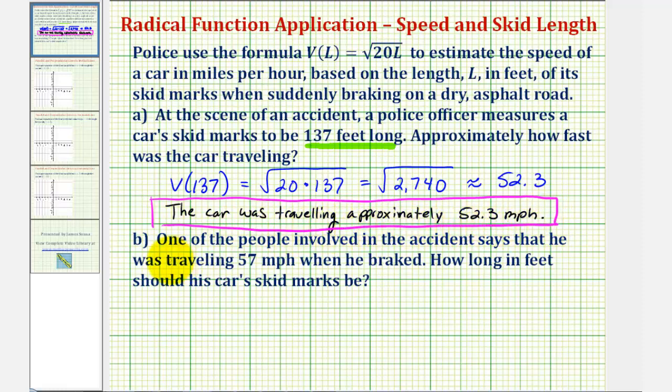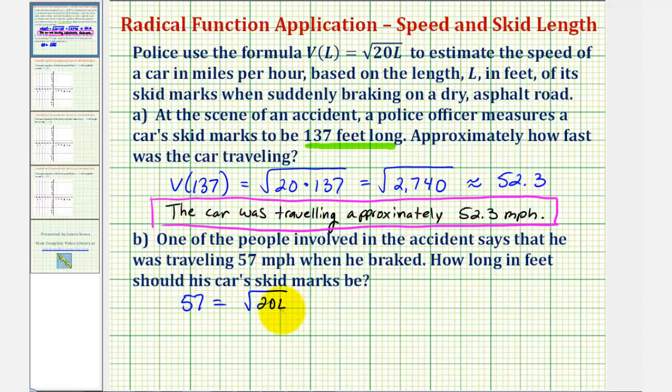Part B, one of the people involved in the accident says he was traveling 57 miles per hour when he braked. How long in feet should the car's skid marks be? So notice in this part, they're giving us the speed, or the function value, and we want to find L, the length of the skid mark. So V of L equals 57 miles per hour. We want to solve the equation 57 equals the square root of 20 times L.